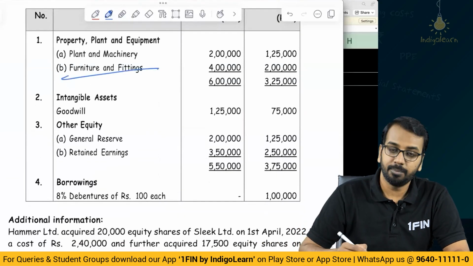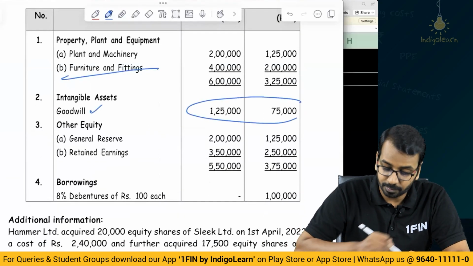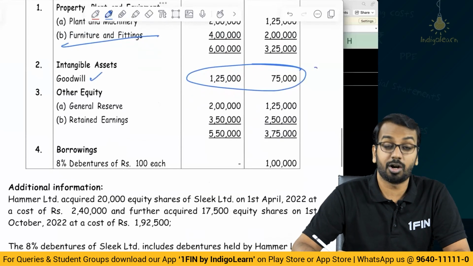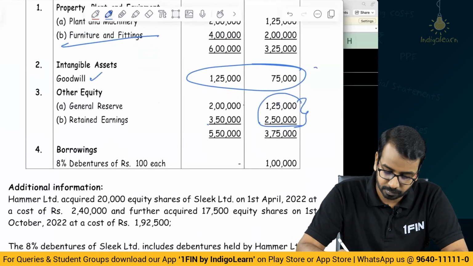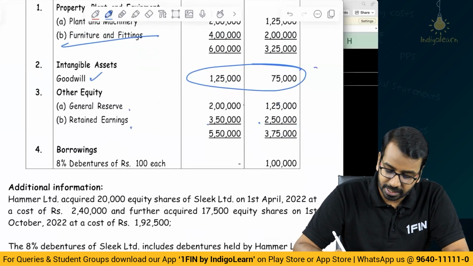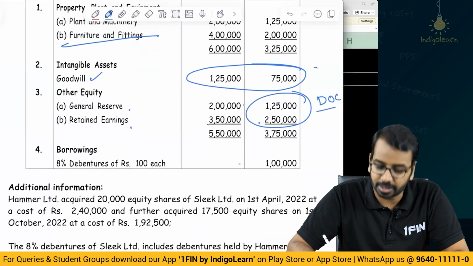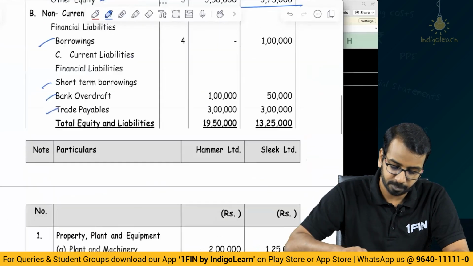You have split of PPE, then they have given goodwill. Goodwill is already there in the balance sheet. This does not mean we will not calculate again. Okay. Then general reserve, retained earnings. Now this part is on the date of consolidation. Okay. When is the date of consolidation?